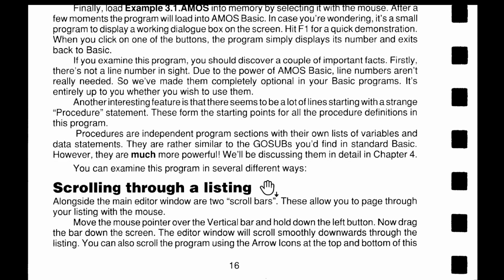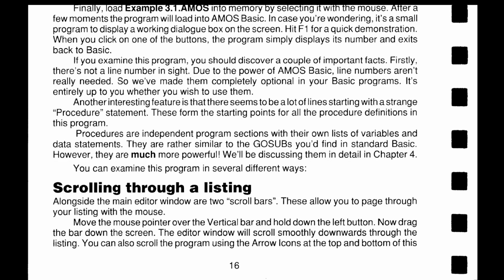You can examine this program in several different ways. Scrolling through a listing. Alongside the main editor window are two scroll bars. These allow you to page through your listing with the mouse. Move the mouse pointer over the vertical bar and hold down the left button. Now drag the bar down the screen. The editor window will scroll smoothly downwards through the listing.